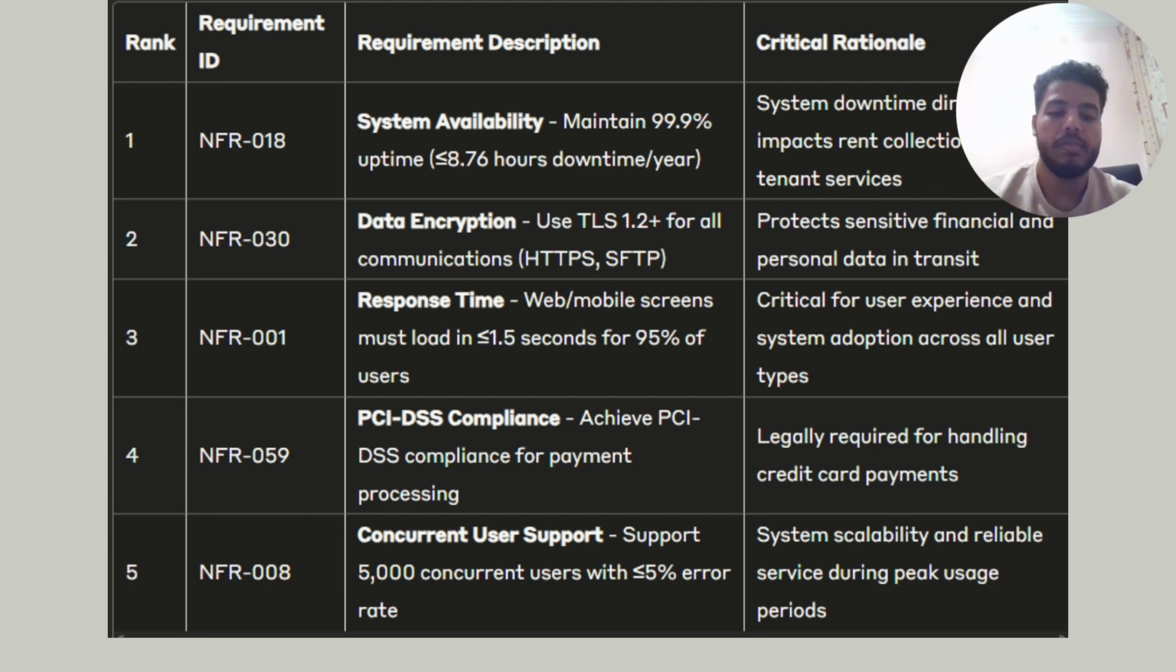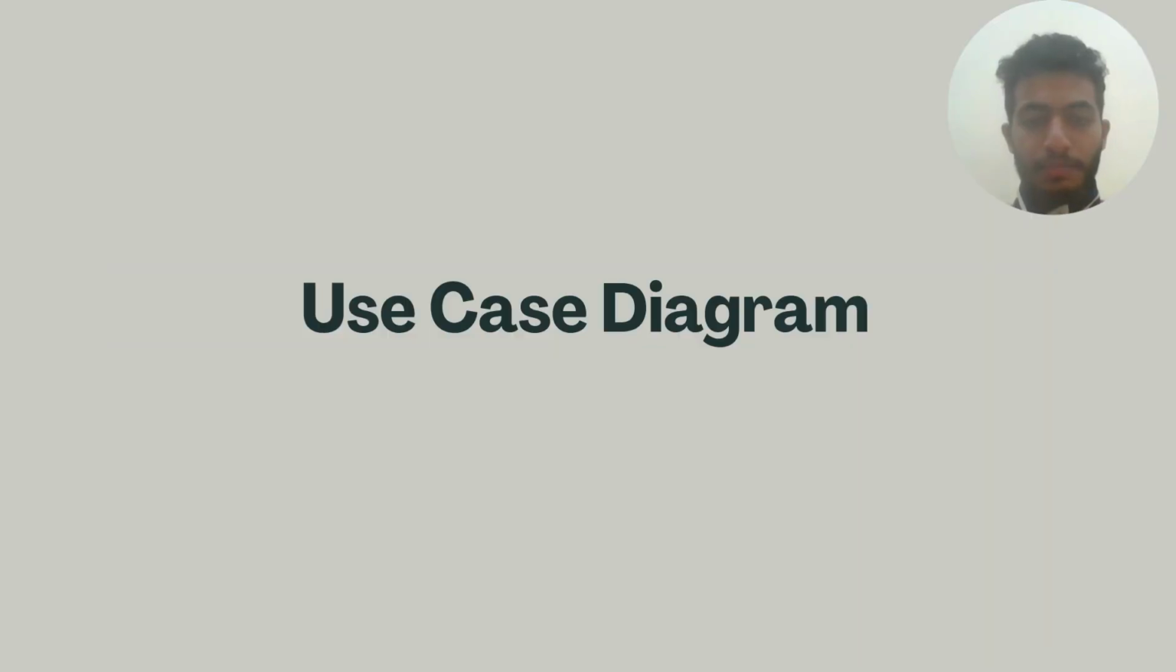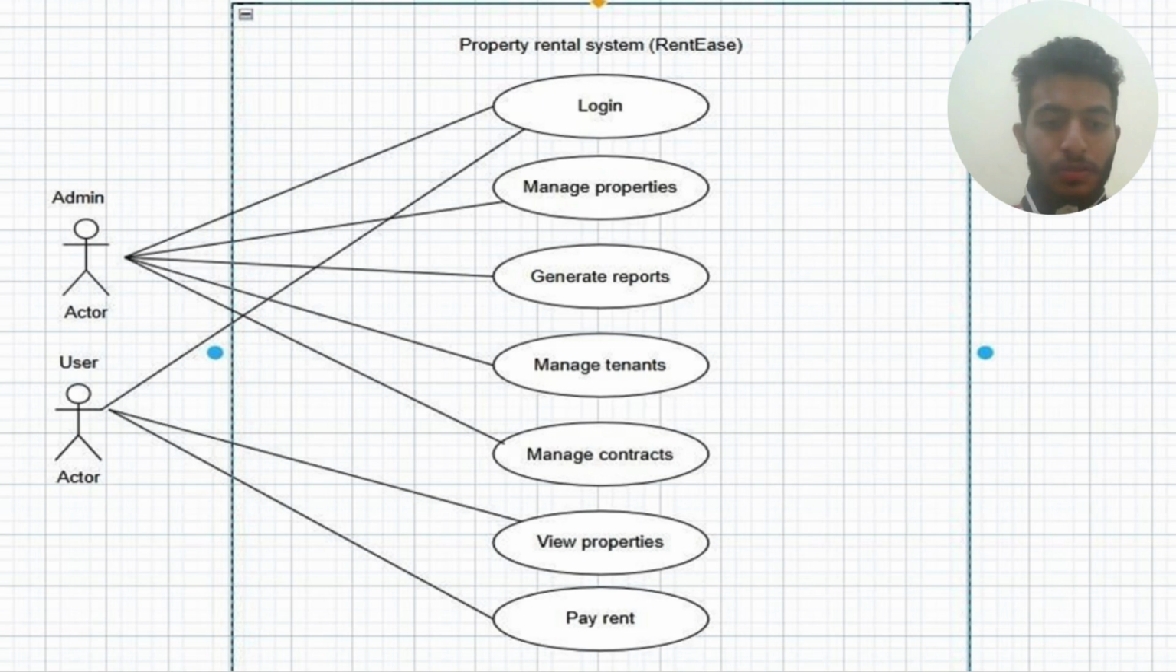Next, we have the use case diagram. This use case diagram shows the RentEasy system. Admins can log in, manage properties, tenants, contracts, and generate reports. Users can also log in, view properties, and pay rent. It clearly shows the different roles and their interaction with the system.